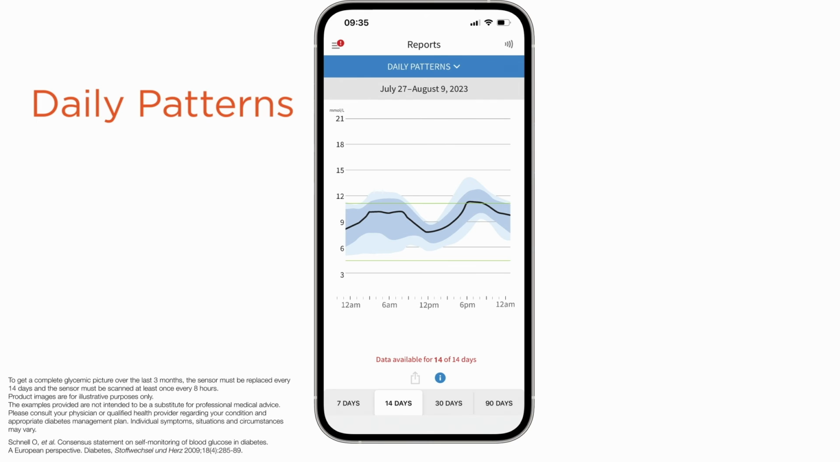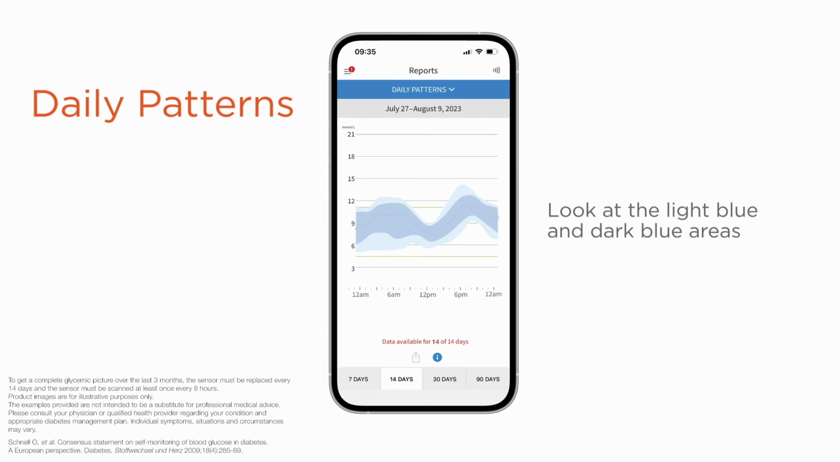The flatter, the better. Look at the light blue and dark blue areas. You want to keep these areas narrow, meaning fewer highs and lows. It helps you see where you can reduce low glucose events, increase time in target, and reduce your ups and downs.